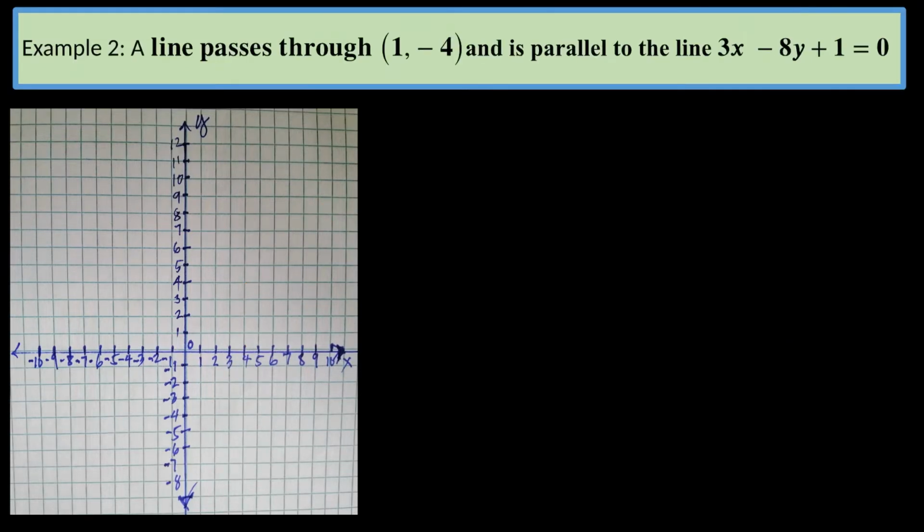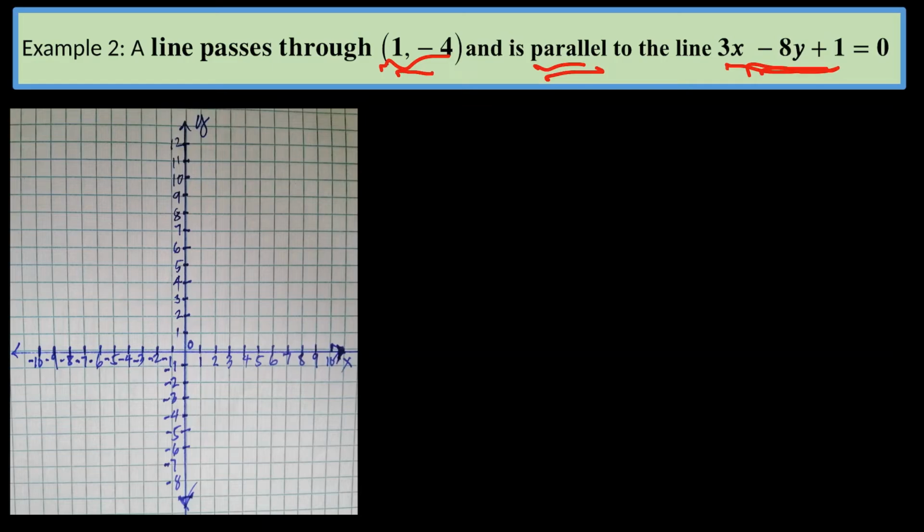Alright, so let's have example number 2. A line passes through (1, -4) and is parallel to the line 3x minus 8y plus 1 equals 0. So we are given two lines. One has the equation 3x minus 8y plus 1 equals 0, and the other is a line that passes through (1, -4). Something we need to take note of is that these two lines are parallel to each other, so their slopes are also equal.